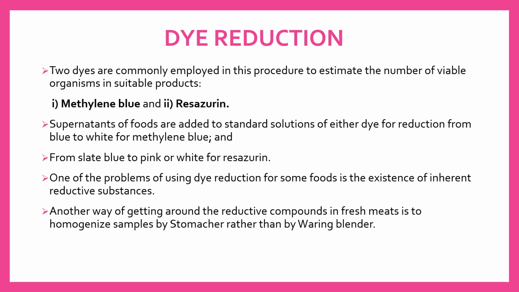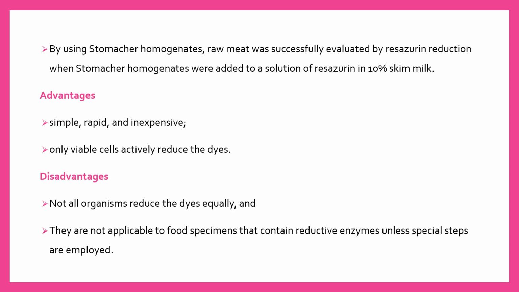One of the problems of using dye reduction for some foods is the existence of inherent reductive substances. Another way of getting around the reductive compounds in fresh meat is to homogenize the sample by stomacher rather than by using a Waring blender. By using stomacher homogenates, raw meat was successfully evaluated by resazurin reduction when stomacher homogenates were added to a solution of resazurin in 10% skim milk.